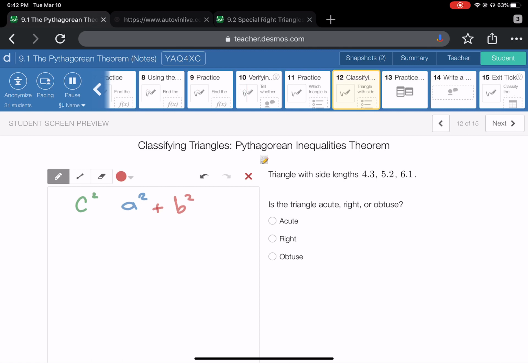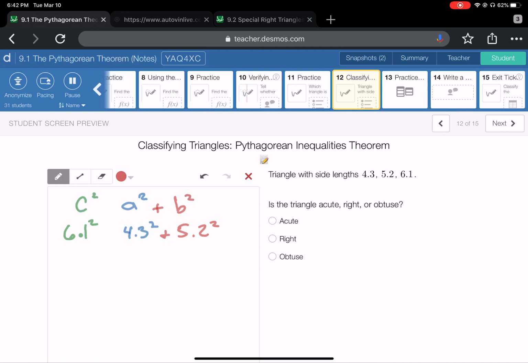Plus b squared. Here, if we look at our numbers on the right, we have 4.3, 5.2, and 6.1. C is always the hypotenuse, or the longest side of a triangle. So the longest side here is 6.1, so we're going to put 6.1 squared. Then we're going to do A. A is the shortest leg, or the shortest side, which is 4.3. And lastly, we have B, which is 5.2.